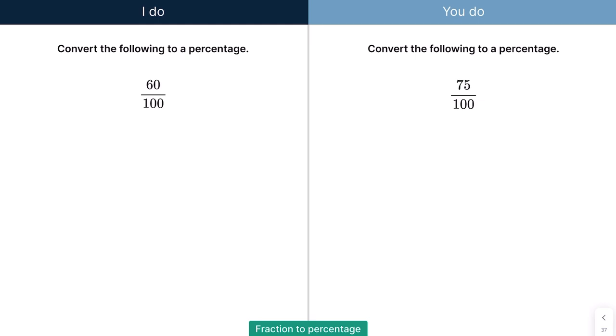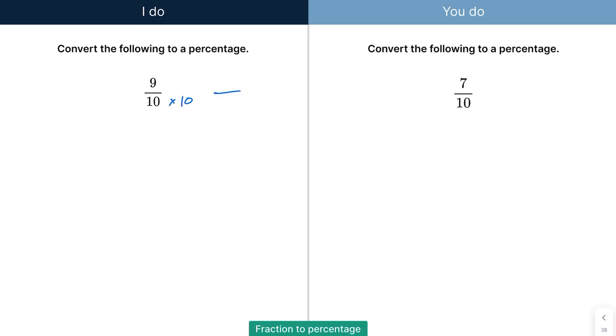So in this case, remember, the word percent just means out of 100. So this is already out of 100. So that's 60%. Again, the word percent just means out of 100. They've already written this out of 100 for us. So that's that done. Now with this, it's not out of 100, but I can quite easily fix that.